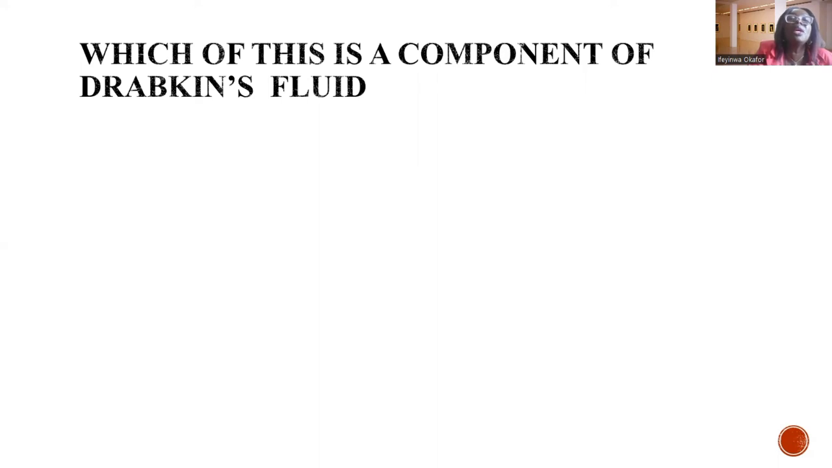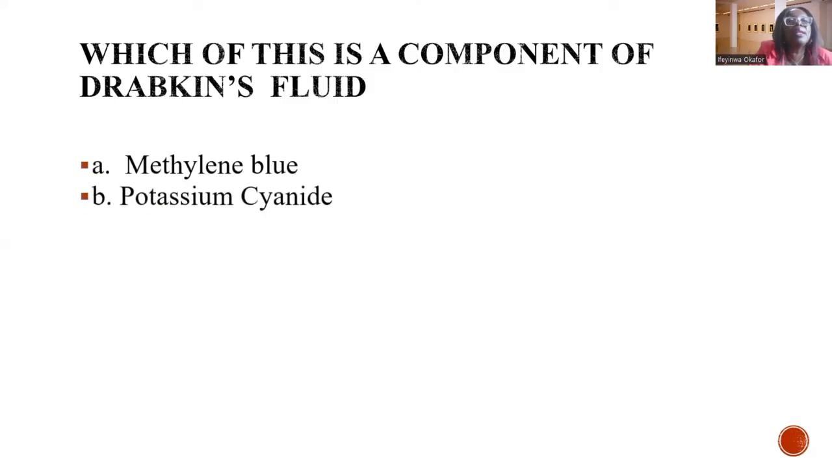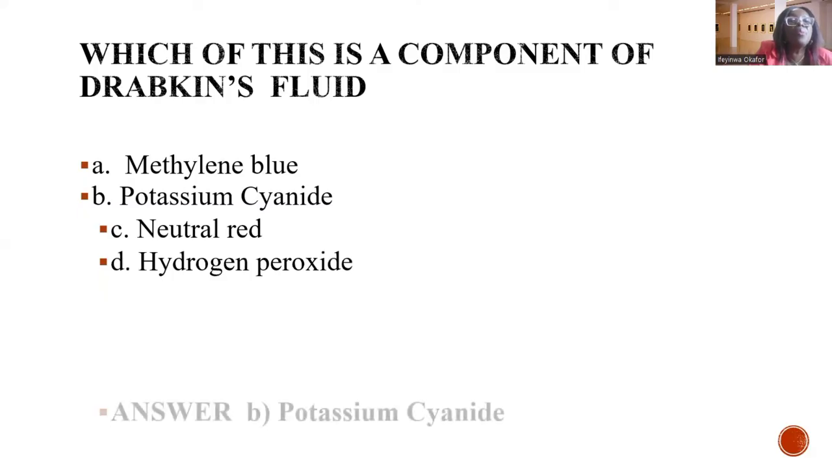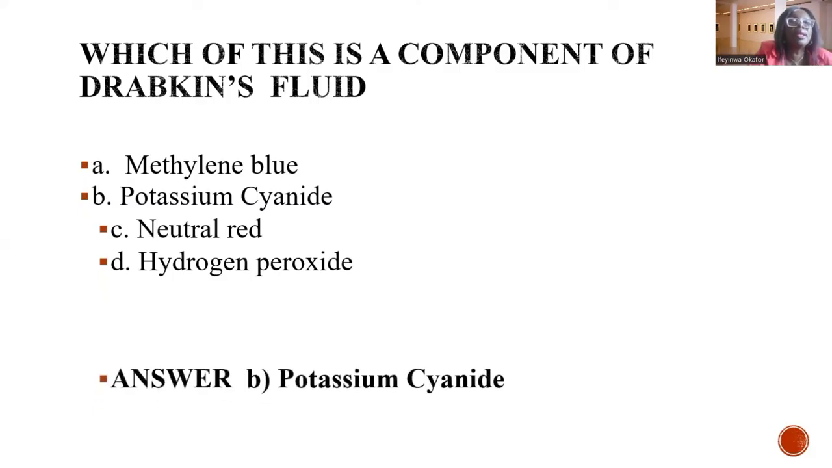Which of these is a component of Drabkin's fluid? Methylene blue, potassium cyanide, neutral red, hydrogen peroxide. Answer is B, potassium cyanide is one of the components of Drabkin's solution.